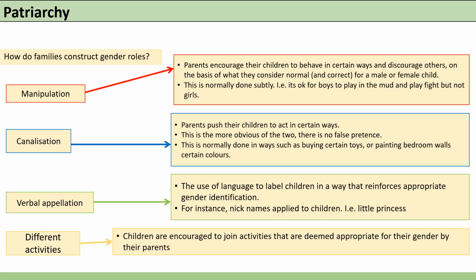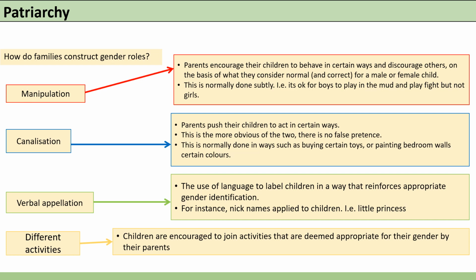Then there's verbal appellation, which is the use of language to label children in a way that reinforces appropriate gender identification. So this can be found, for example, in nicknames that apply to children, as in little soldier, or little man, or little princess, anything like that. Or the words that are used to praise children. So, well done, you're so brave to a boy, or you're so strong, or you're so confident. Whereas words like pretty, or bossy, or little madam might be used for girls, which socialises them into accepting these labels. So language might be used in different ways for boys and girls.